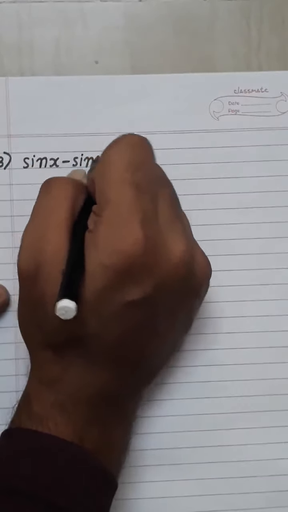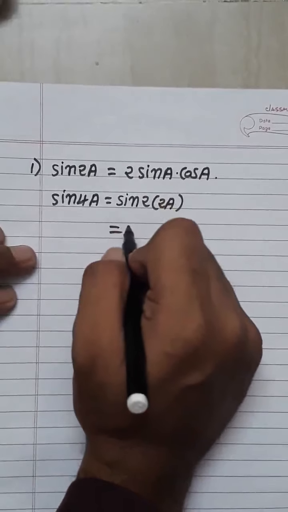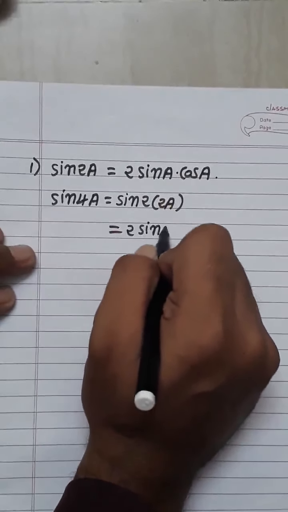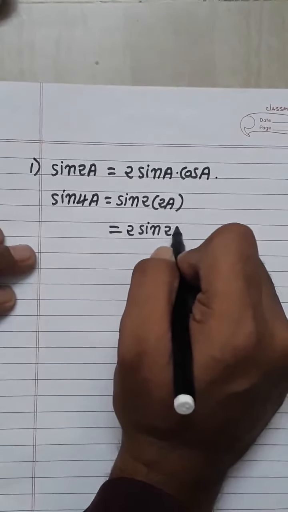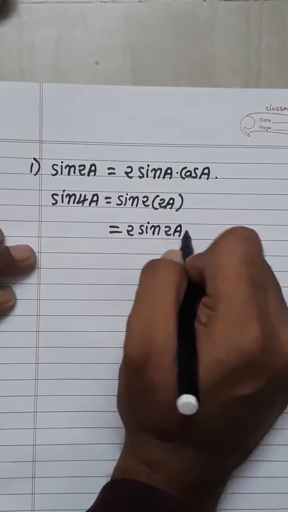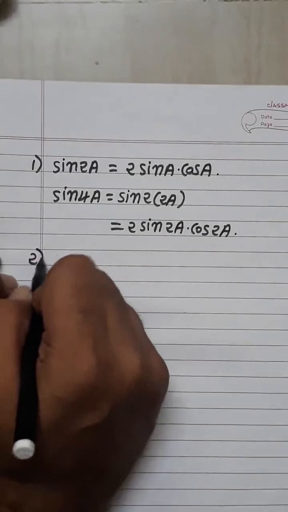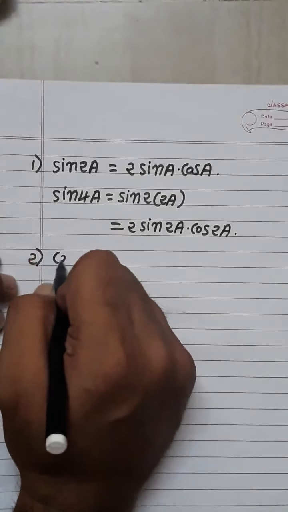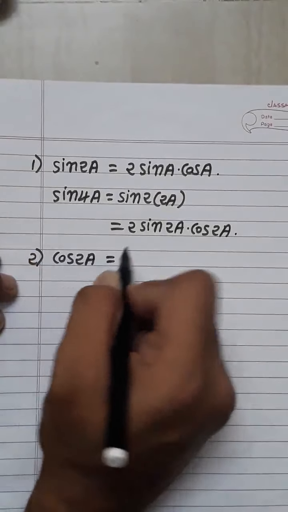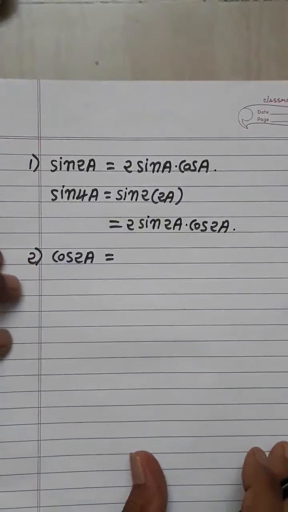So in place of sin 4a, we can write this as sin 2 into bracket 2a. Now again the same formula applies here. So 2 times sin 2a into cos 2a. Next formula, cos 2a. Now cos 2a can be written in three ways.